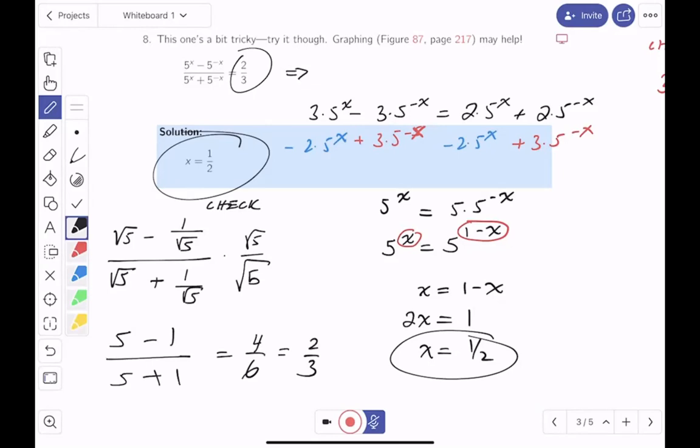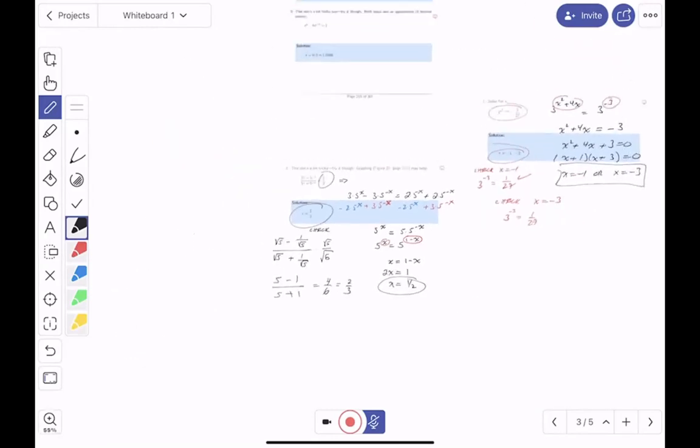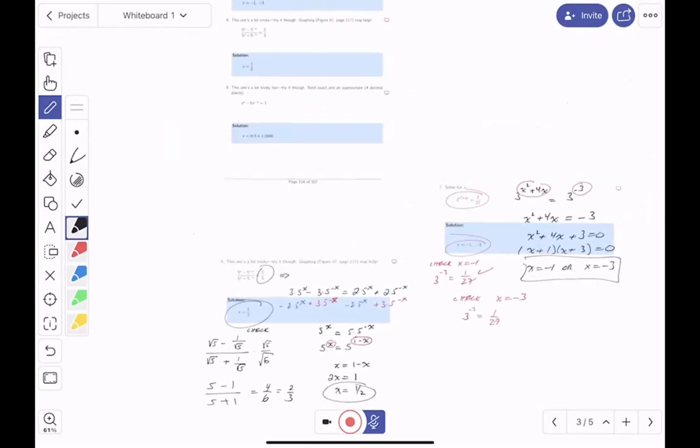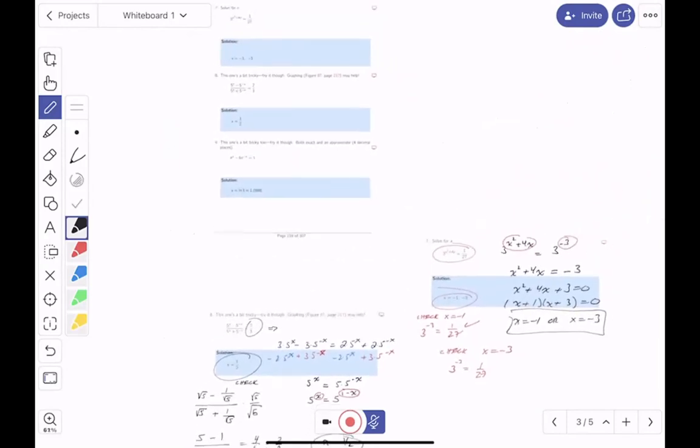And again, I really don't think that's tricky. Again, some people may disagree with that. All right, that was number 8. And I'm going to do number 9 now. And let's take a look.